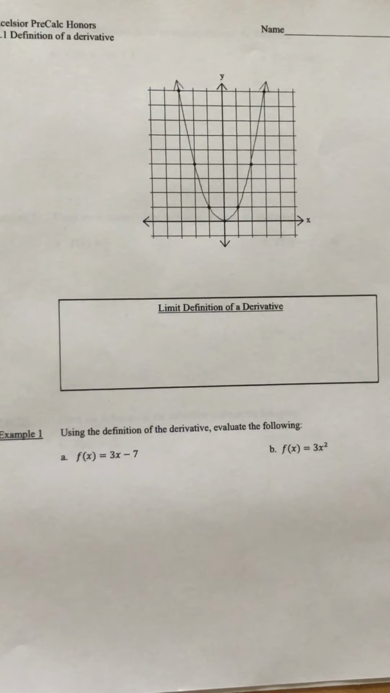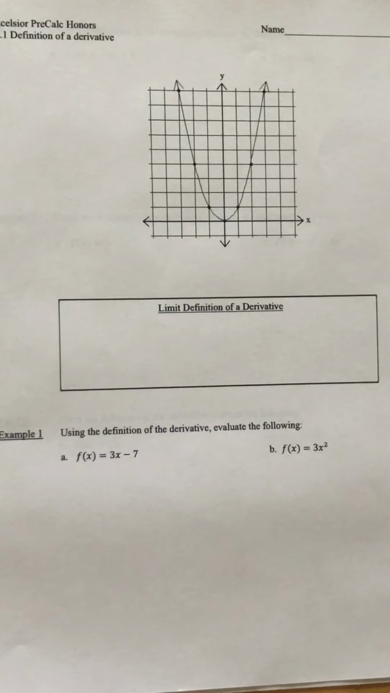Lesson 13.1. All right, it's a big day today. We are doing the definition of a derivative. The derivative is the basis for calculus. What the derivative means is you're going to find the slope of a tangent line at any given point on a function. They sometimes ask you to find the derivative.